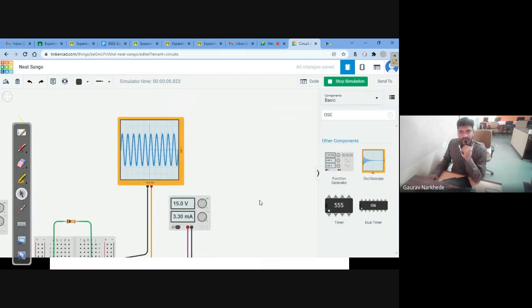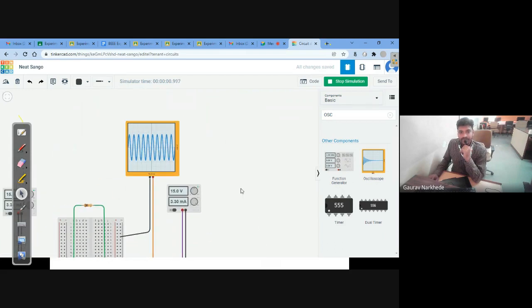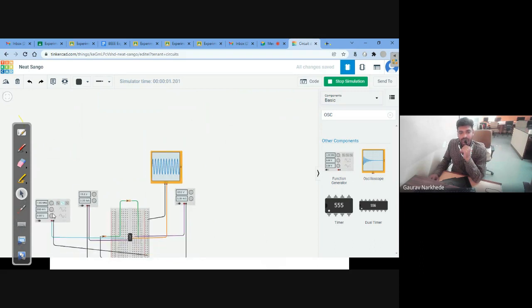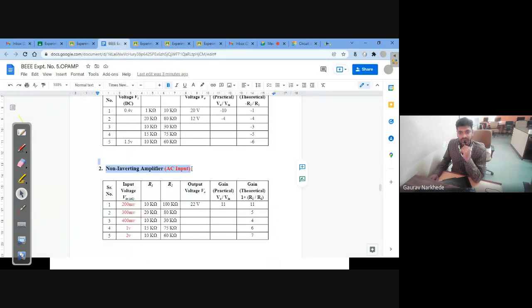See how much the input was. Now I will just see what the input was. Input was a sine wave of 500 millivolts. Okay. So I'll just write here: this is non-inverting with AC input. So 500 millivolts was the input, and theoretical gain is 11, right? Let me check the output voltage. Okay, practical gain we will calculate.